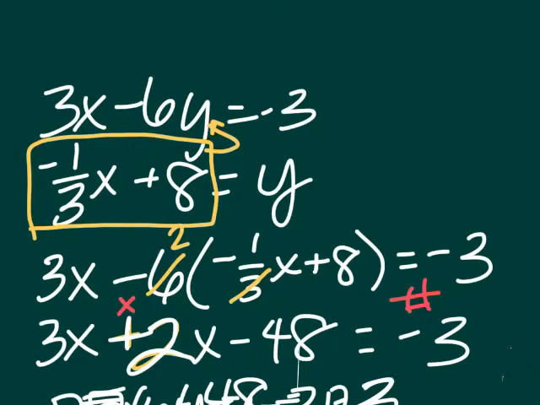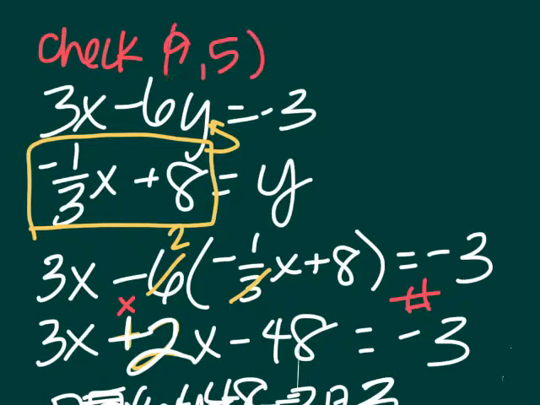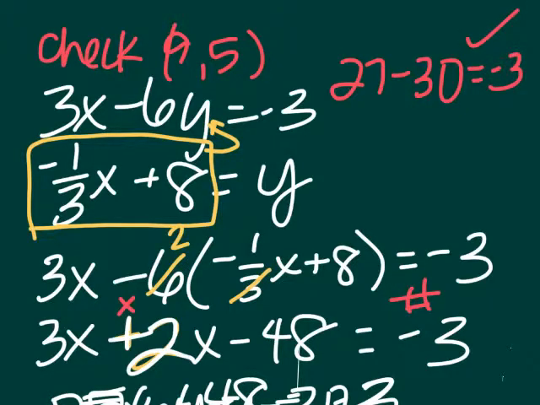Okay? So we're going to check 9, 5. What's 3 times 9? 27. What's negative 6 times 5? Negative 30. What's 27 minus 30? Negative 3. Top equation checks out. Okay? What's 1/3 of 9? 3. Negative 3, right? Because we had to do negative 1/3. Plus 8. What's negative 3 plus 8? 5. And that's our y value, so that checks out. Good. They both check.